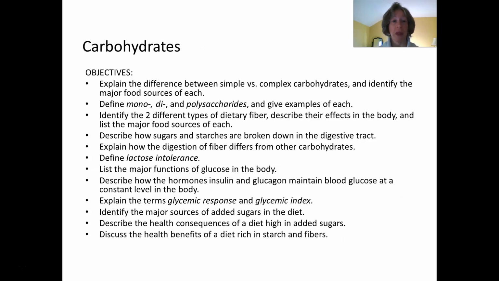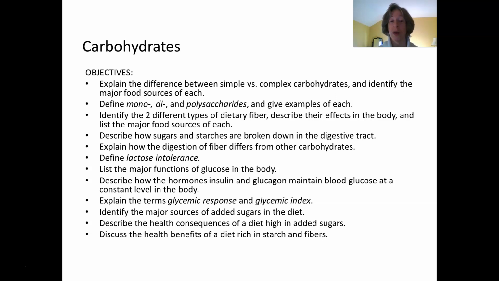Okay. Next up are the macronutrients, first carbohydrates. We know there are chemical differences between simple and complex carbohydrates, so you should be able to define where we find them in our diet. So where do we find most of the simple carbohydrates in our diet versus the complex carbohydrates?